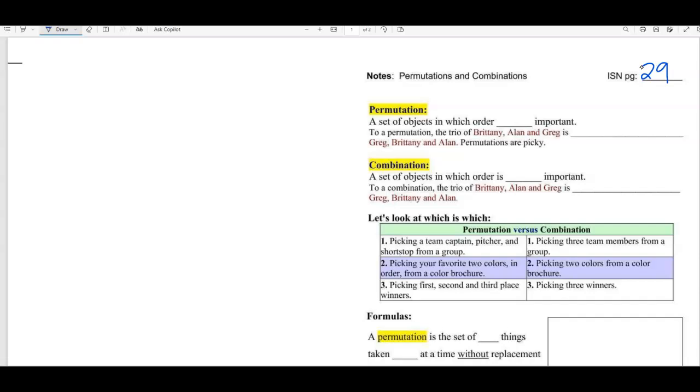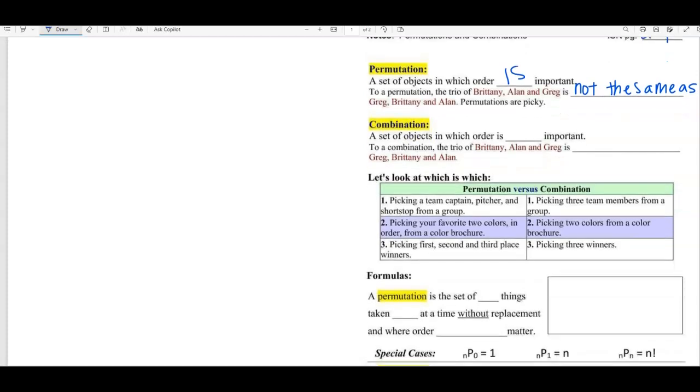A permutation is a set of objects in which the order is important. So the order does matter. To a permutation, the trio of Brittany, Alan, and Greg is not the same as Greg, Brittany, and Alan, because permutations are picky, and so the order that I want things does matter.